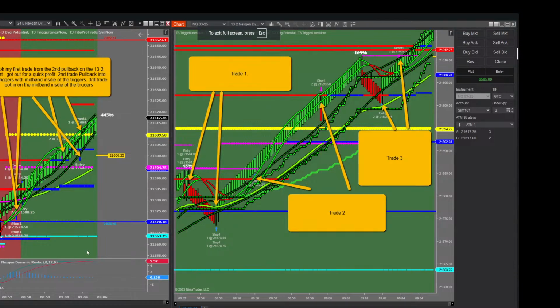So let's see. Took trade from the second pullback on the 13-2 chart, got out for quick profit. Second trade pullback into the triggers with the mid-band inside of the triggers. Third trade got into the mid-band inside of the triggers. And not one mention of momentum or path, right? Why? Because Cav broke it. On the first one, he traded directly into resistance without the advantage of momentum and got stopped out. As the market came right back to support inside of triggers, and that's where he was able to capitalize.